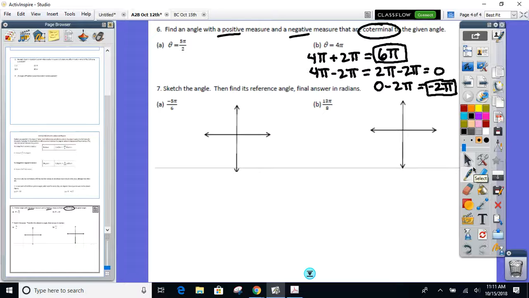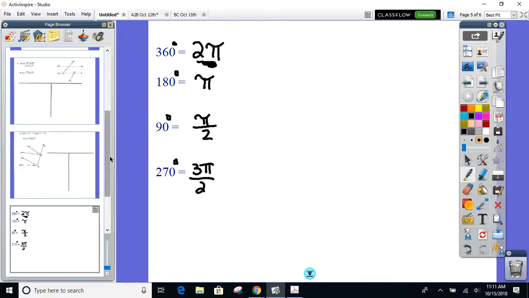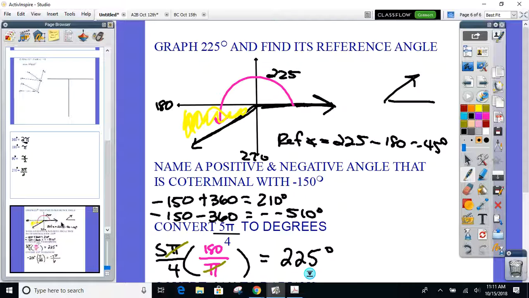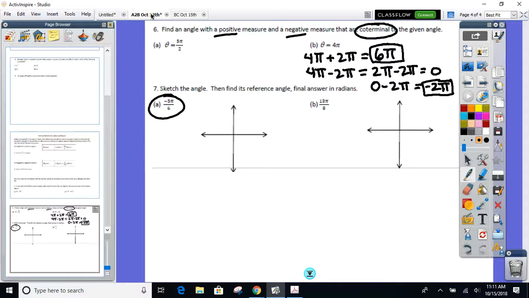All right, sketch the angle now. First of all, forget its reference angle. Let's try to sketch negative 5 pi over 6. You would have no idea how to sketch something like that. But most of us know how to sketch it if it's in degrees, right? Suggestion then for me? Take negative 5 pi over 6 and turn it into degrees. Yep, turn it into degrees.